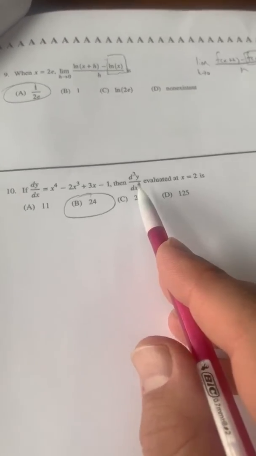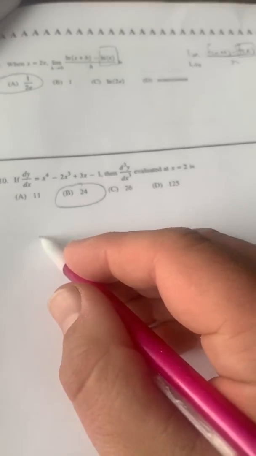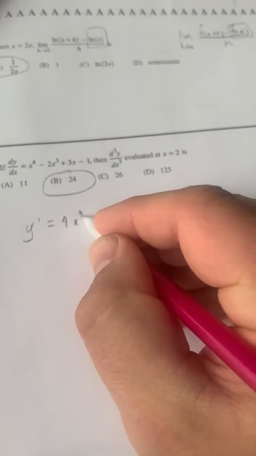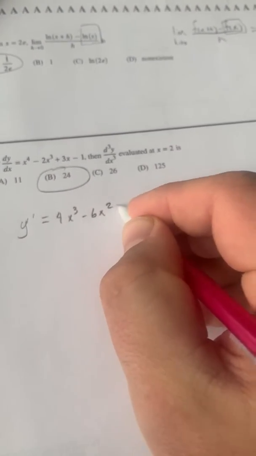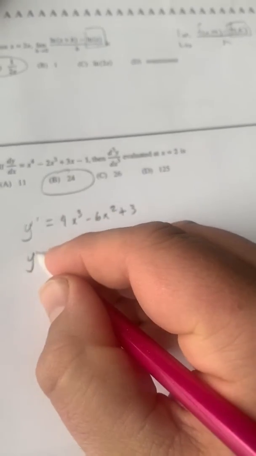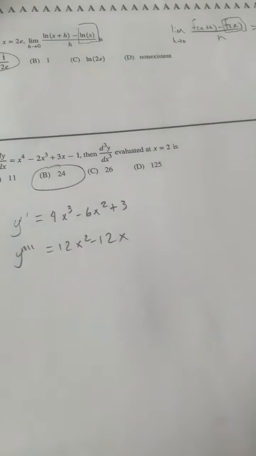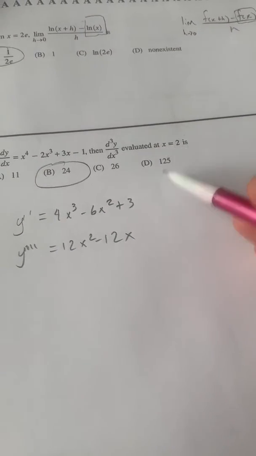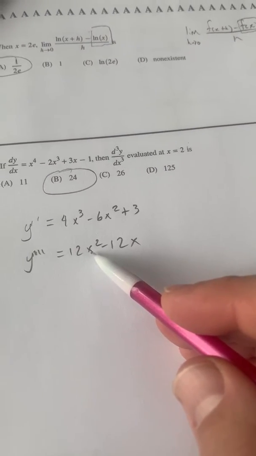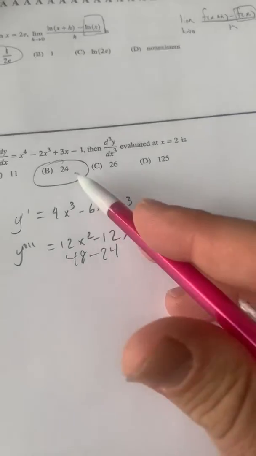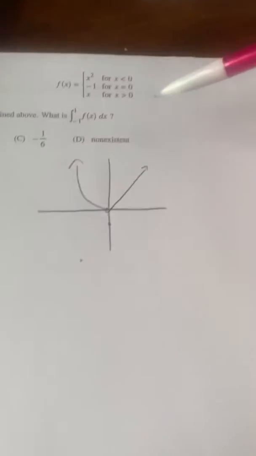This one says, here's the derivative, find the third derivative. So basically we just need to take the derivative twice. So we get 4x cubed minus 6x squared plus 3. And then the third derivative is 12x squared minus 12x. And we're evaluating this at 2. So if I plug a 2 in, I get 48 minus 24, which gives me that answer of 24.